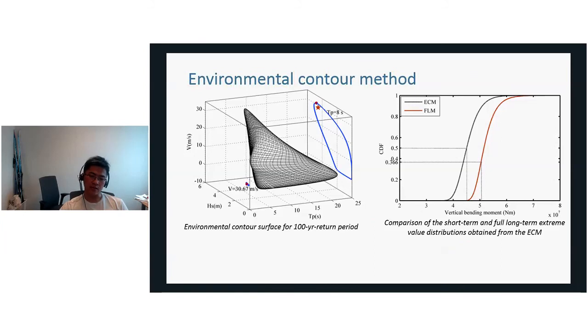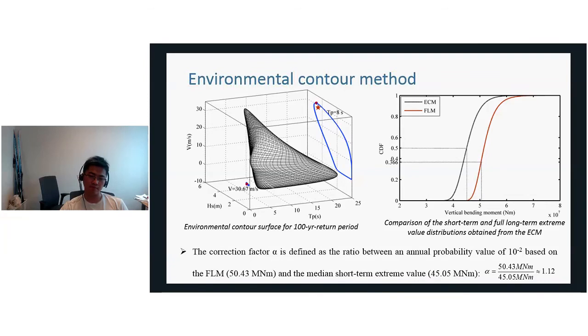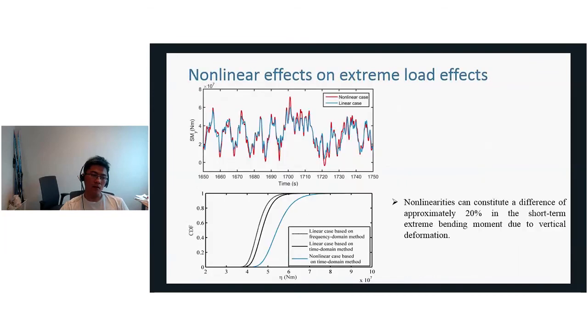And we also checked the correction factor in our case. That is the value from the full long-term method divided by the value from the environmental contour method. And it's 1.12, which is also in this range. The results were simplified for long-term.